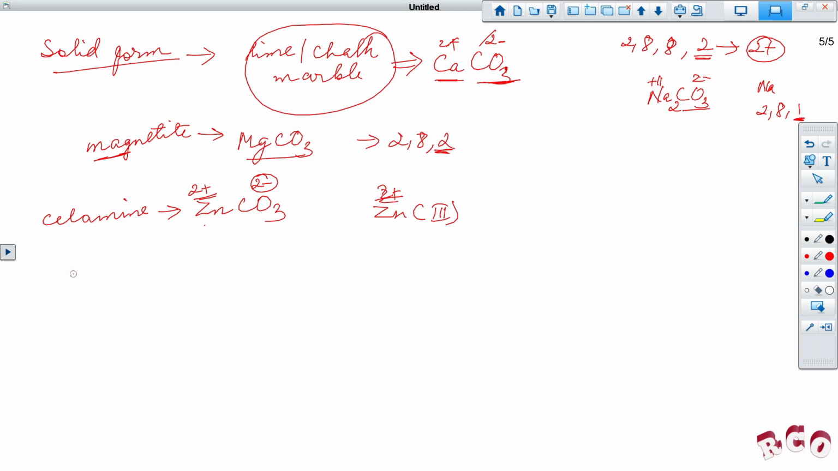And another one is dolomite. What is dolomite? Dolomite is the combination of magnesium carbonate and calcium carbonate. So these are some of the important and common compounds of carbon. In each of them, carbon is present, isn't it?